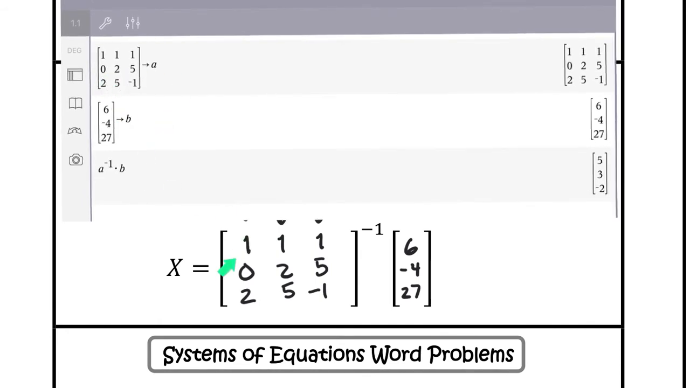Okay, so I got the following. I just typed the A matrix, right? 1, 1, 1, 0, 2, 5, 2, 5, negative 1. That's my A matrix. Then I typed my B matrix, 6, negative 4, 27.